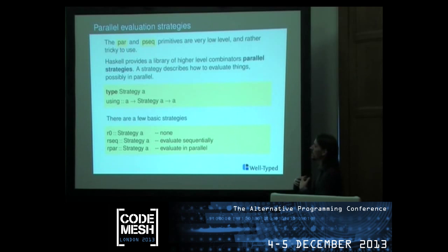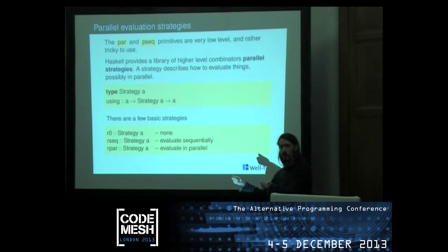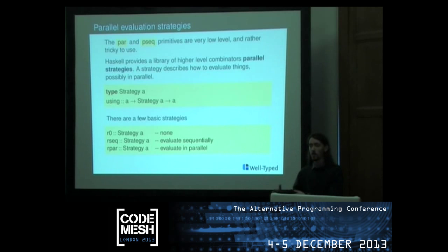And a strategy describes how to evaluate something in parallel, and something maybe big and complex, a complicated data structure, rather than just a single expression. So we have this thing called a strategy type, and Strategy A is the type of a strategy for evaluating things of type A. And then using is a combinator that says, given this value, an unevaluated expression, I'm going to evaluate it using this strategy. And that will give me back the evaluated result of the same type, but it was evaluated in parallel using the strategy which described how to do the parallel evaluation.